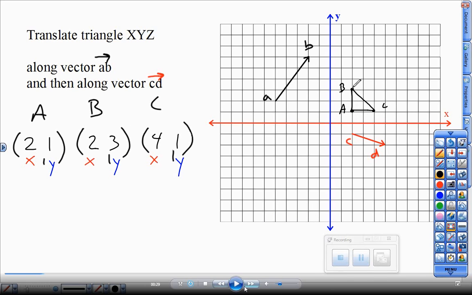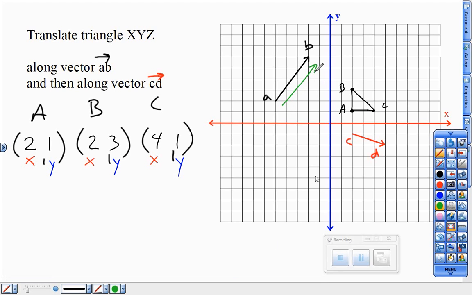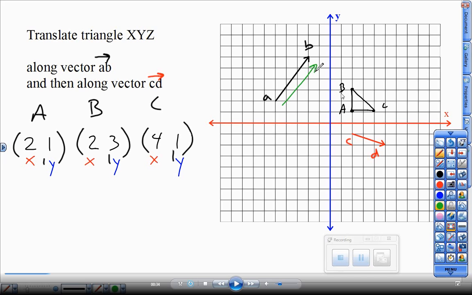And then now the next thing I want you to do is you're going to do 2 translations. You're going to move this first up in the direction of AB. The first word is go. Go. And then after you take this triangle and move it up according to the slide for AB, which you know is going to be up here somewhere, then you're going to take that and do the second translation, which is moving it down this direction, in the direction of CD.